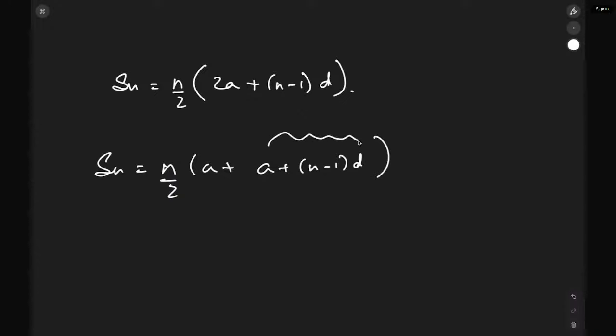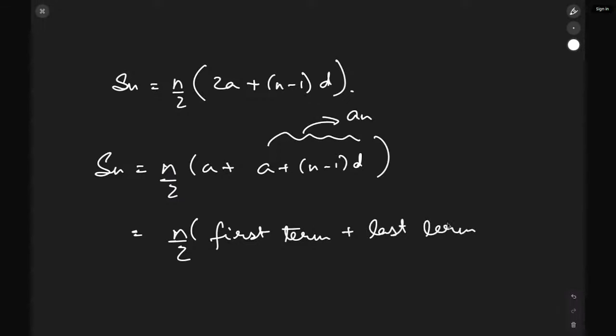This is one way to write it, and another way is n by 2 times (A plus (A plus (n minus 1)D)). Now what does this mean? This means the last term of the AP. So n by 2 of the first term plus the last term will be the sum of the AP, Sn.